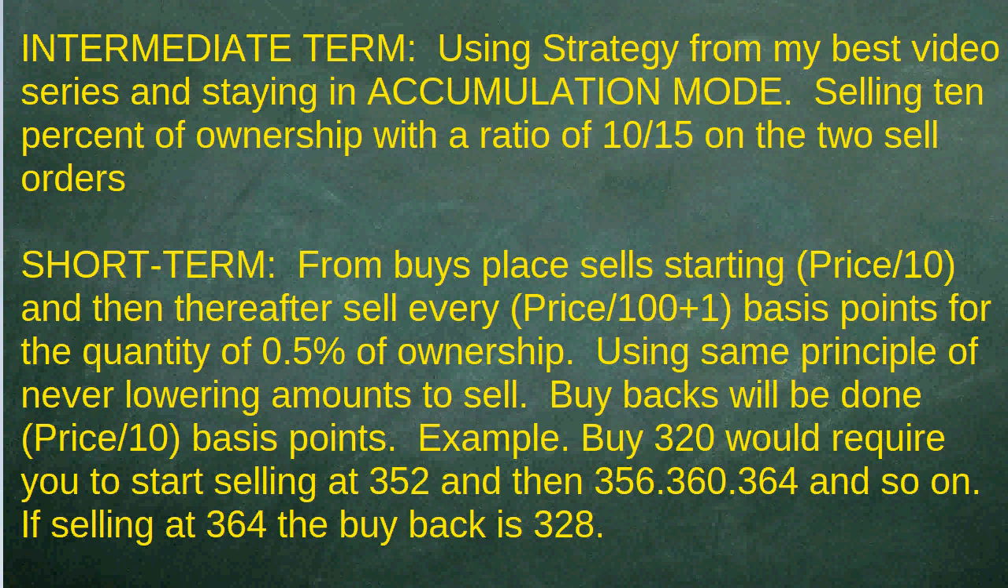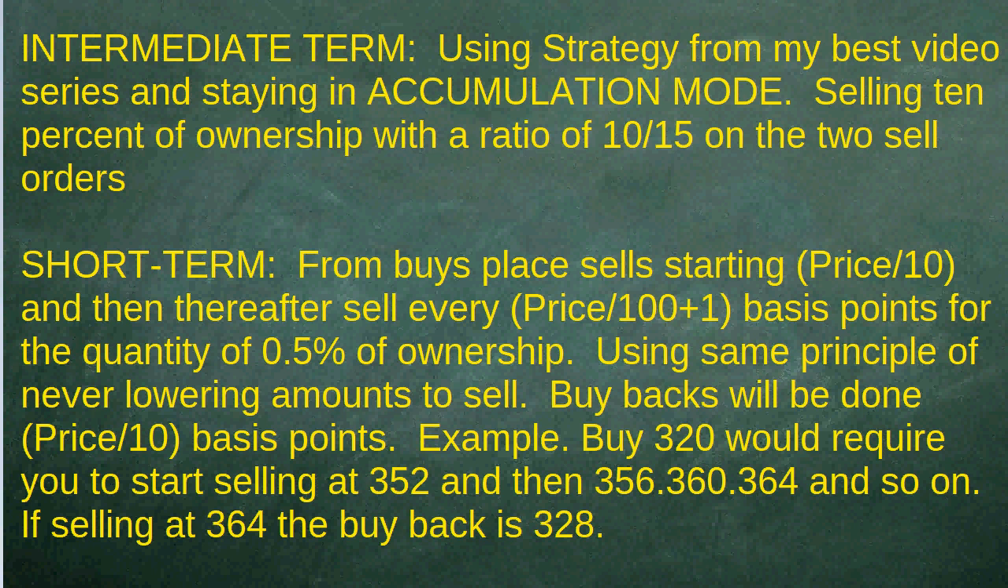What I'll be doing is selling 10% of the ownership upon this tutorial with a ratio of 10 to 15 on the two sell orders. So therefore, 10% on the first one and then 15% for the one thereafter. I'll be using this first part to be doing what I've done many times in the past within these series, where I'll place lines for where I buy and where I sell. And I will be doing it from that point on.